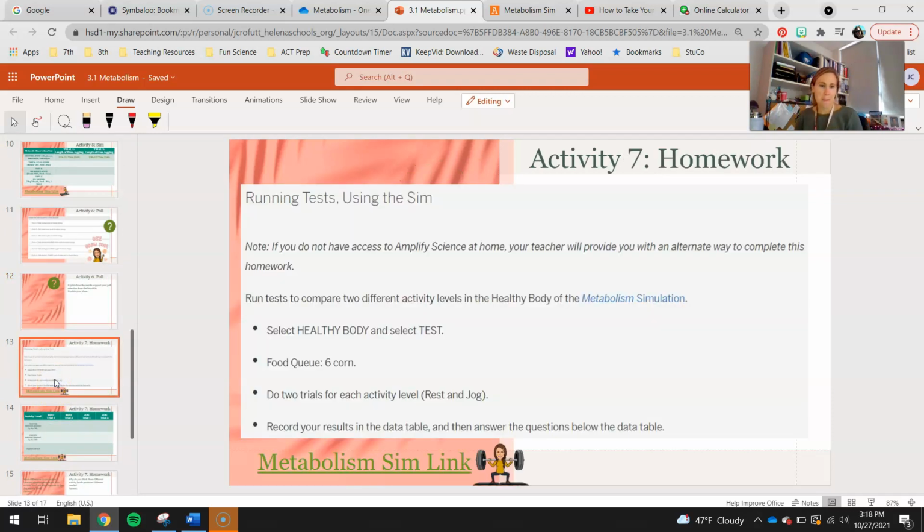You guys are back in the sim. So for this one, you guys are going to go healthy body. You're going to choose test, and you're going to feed it 6 corn, so that is a lot of starch, a lot of glucose. Do 2 trials for each activity, rest and jog, and record your results in the data table, and then answer the questions below the data table.